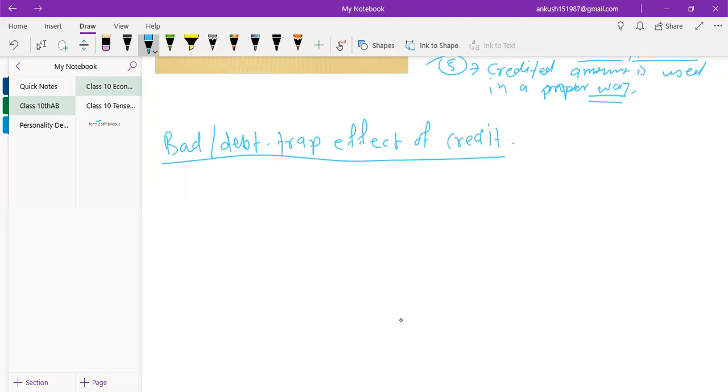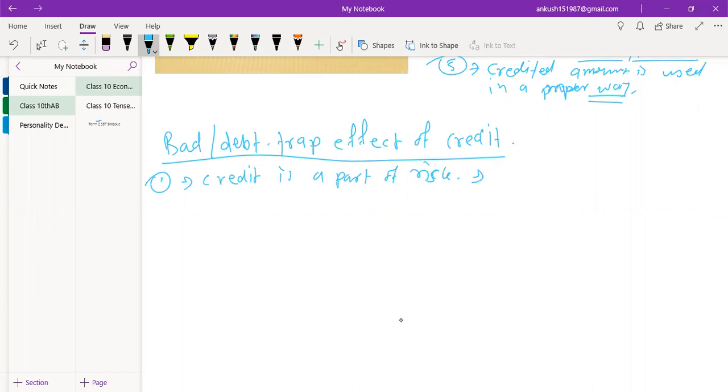In which trap? Debt trap. So the usefulness of credit depends on the risk in the situation and may worsen the condition. How? There should be some support in case of loss. Credit is a part of risk.